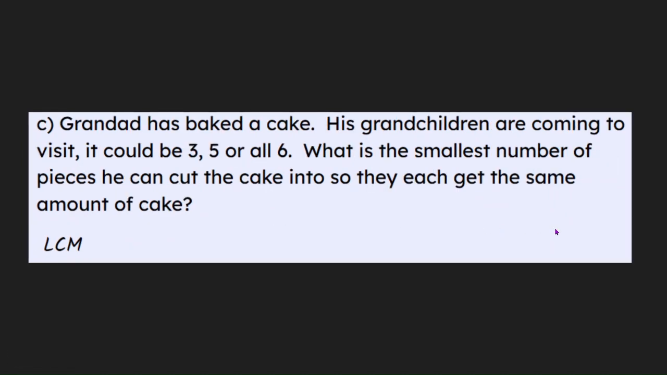C. Granddad has baked a cake. His grandchildren are coming to visit. Could be 3, 5, or 6 of them. What is the smallest number of pieces he can cut the cake into so they each get the same amount of cake? That'll be lowest common multiple, right? Smallest, that's a lowest common multiple keyword. And our answer will be bigger, right, than our base numbers. So that means it has to be the lowest common multiple.